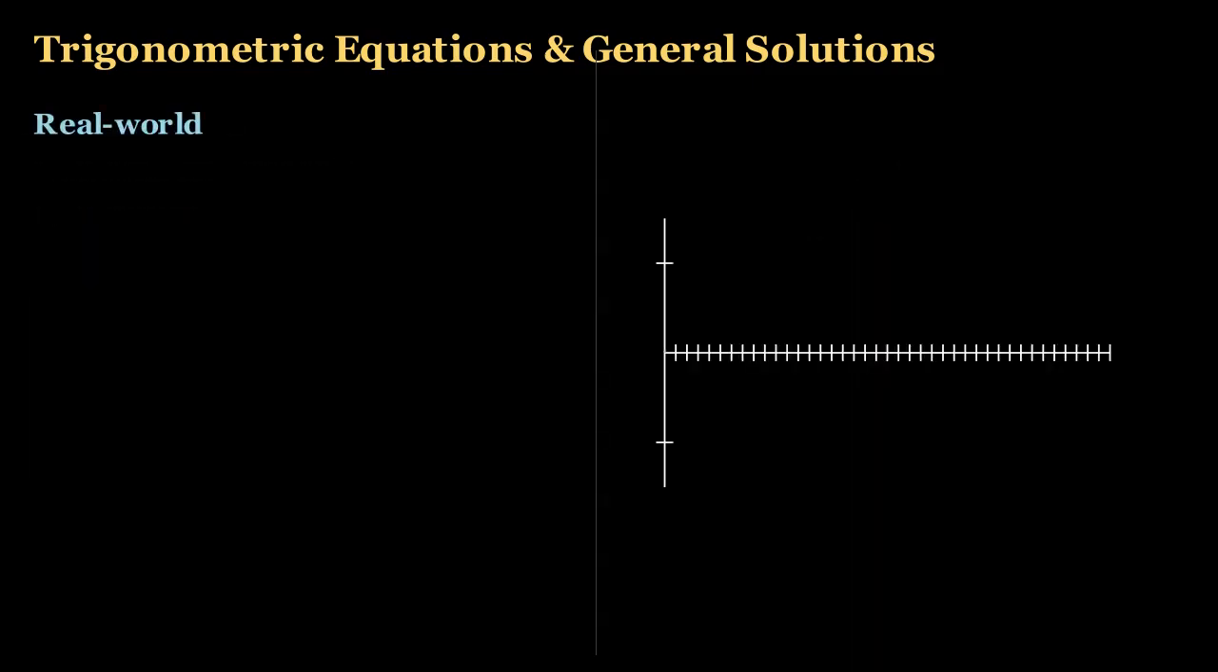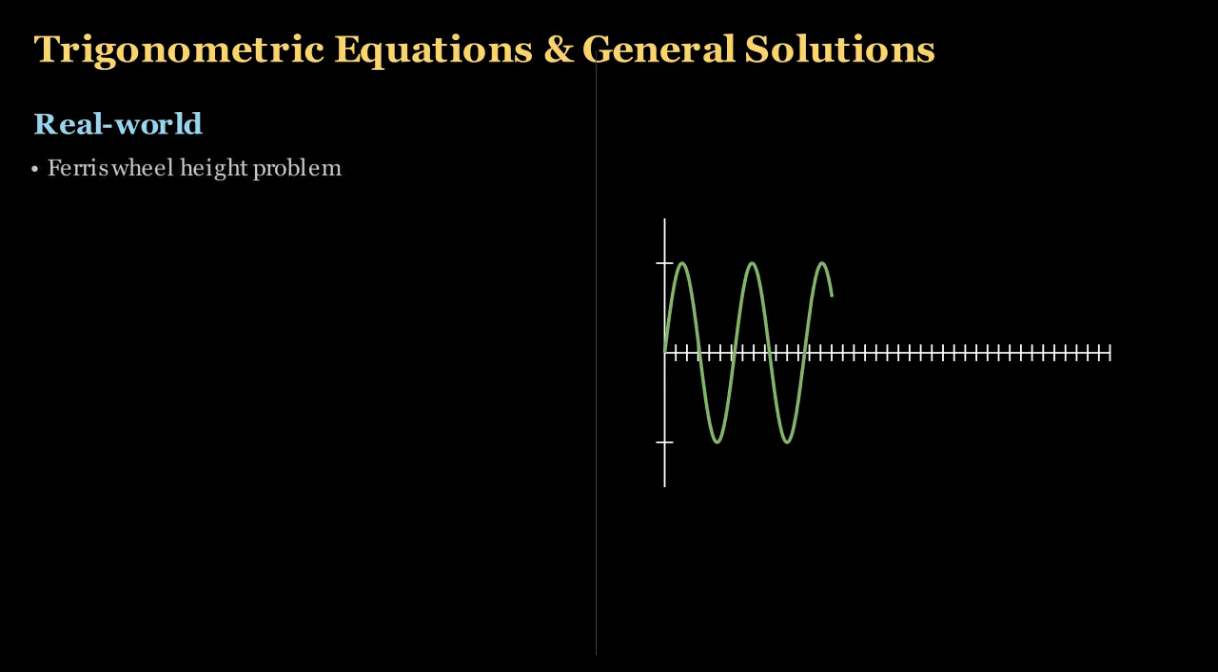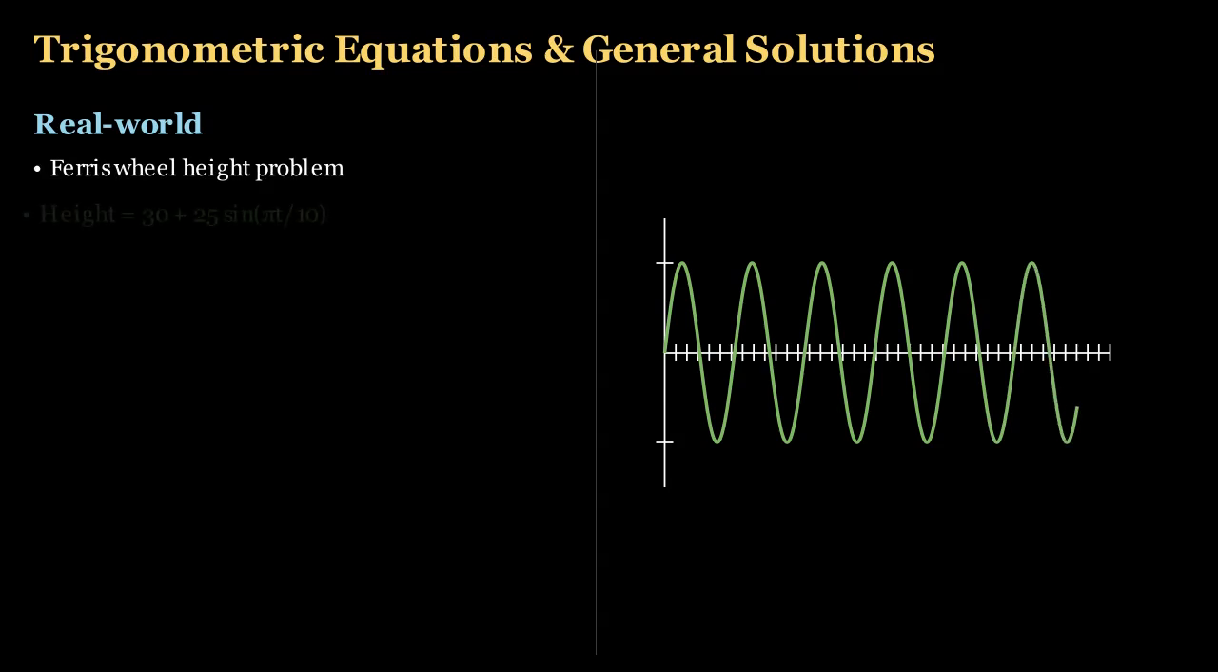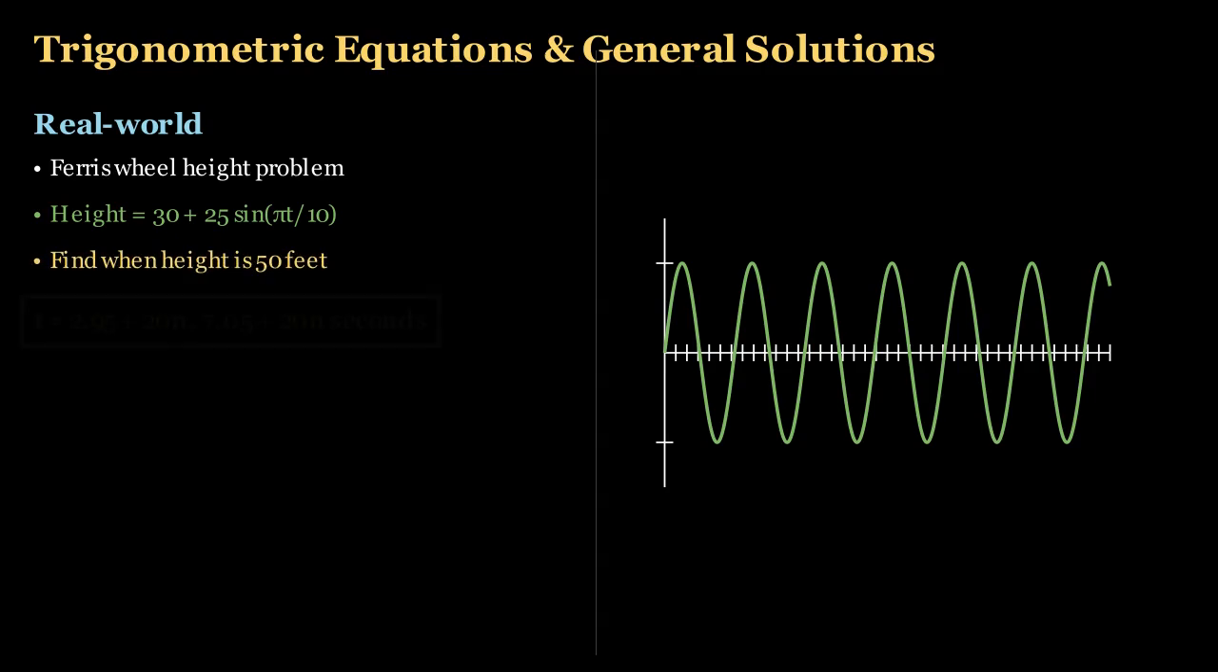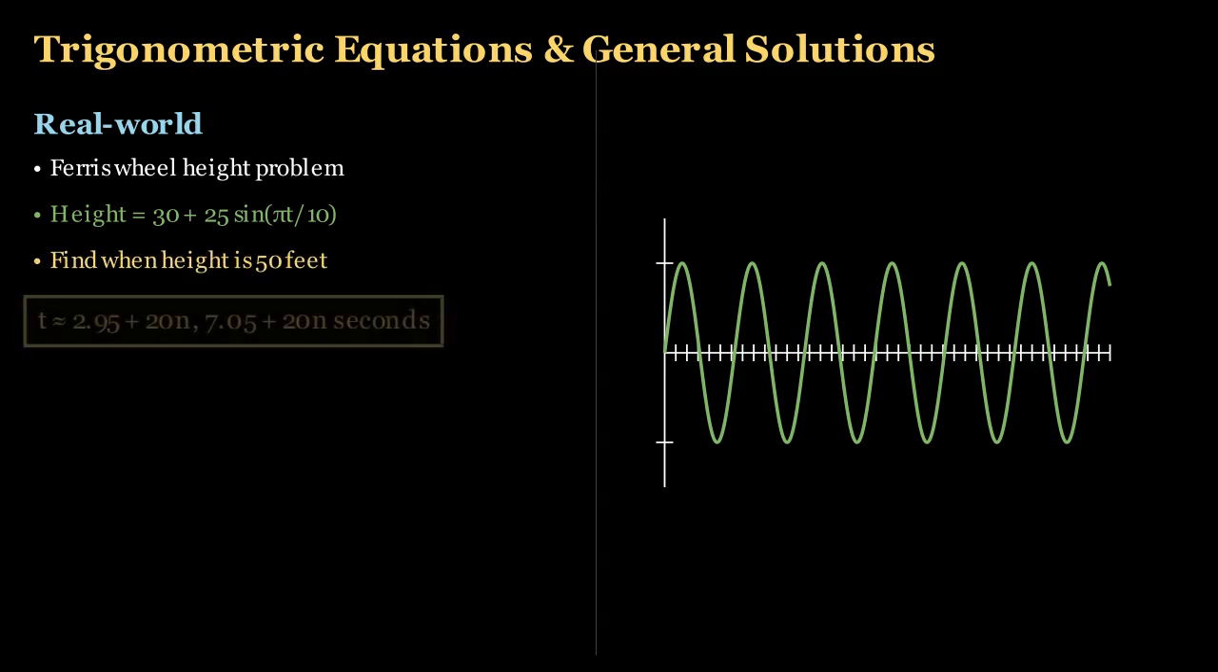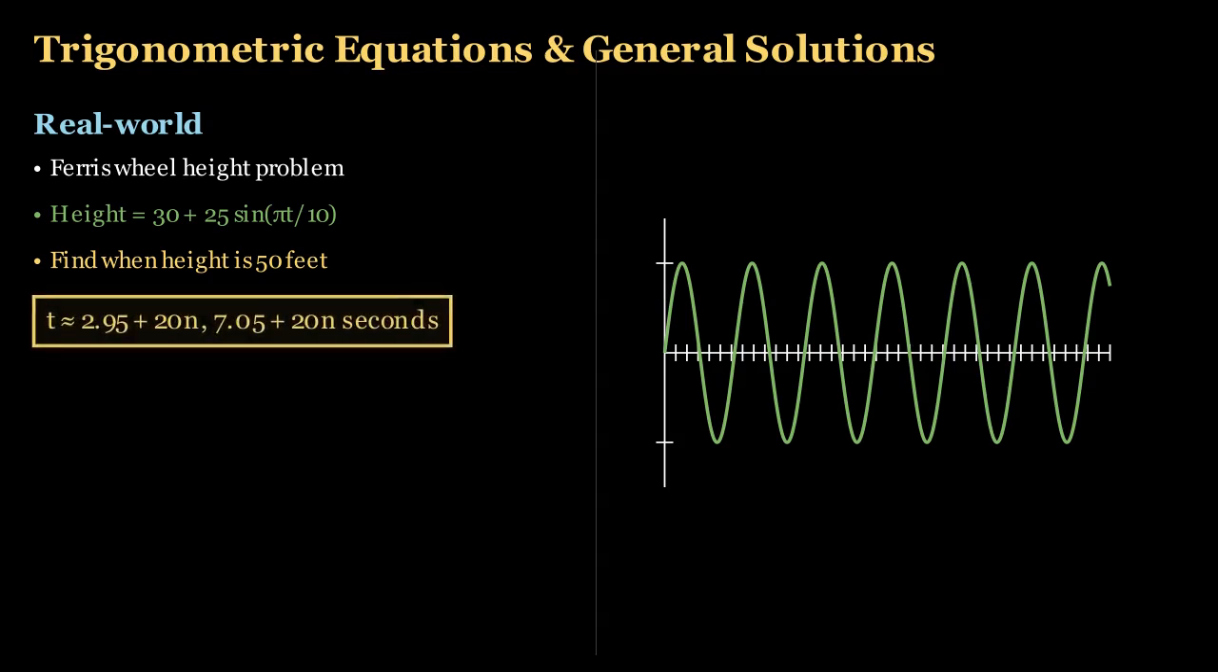First, set the equation to 50. Subtract 30 from both sides to get 25 sine of pi t over 10 equals 20. Divide by 25 to isolate the sine, sine of pi t over 10 equals 0.8. The principal angle whose sine is 0.8 is about 0.927 radians. The second angle in the same cycle is pi minus that, which is about 2.21 radians.